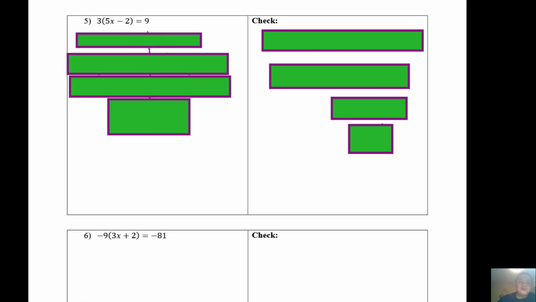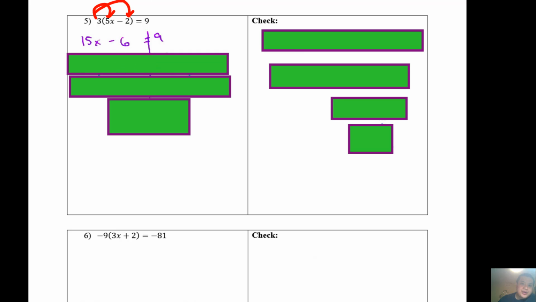Here, this is now multi-step equations. Okay, so what we have to do first is distribute, because this left-hand side is not simplified. So we're going to do 5x times 3 and 3 times negative 2, getting us 15x minus 6 equals 9.